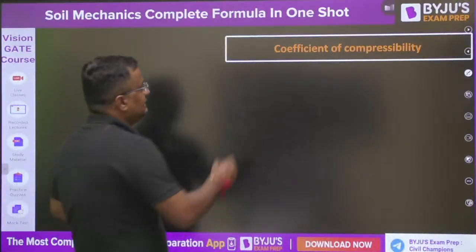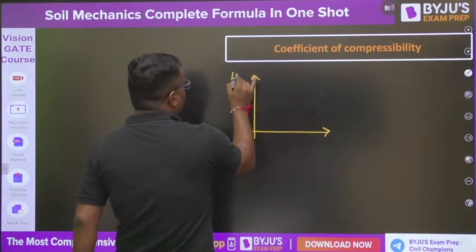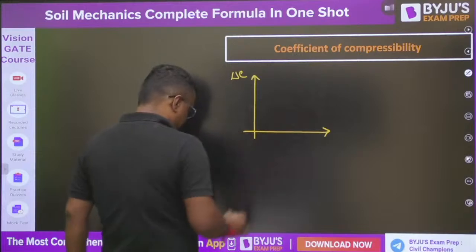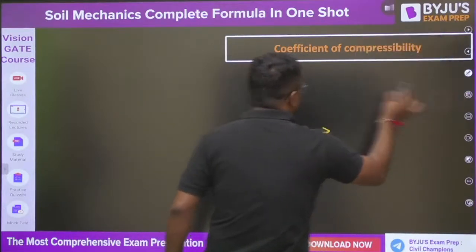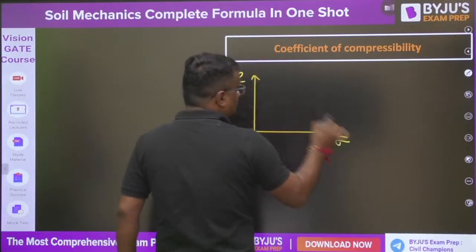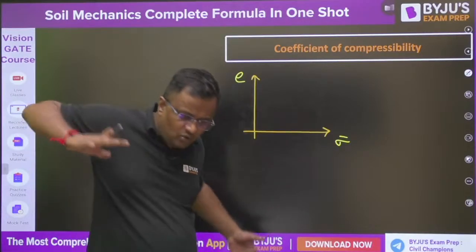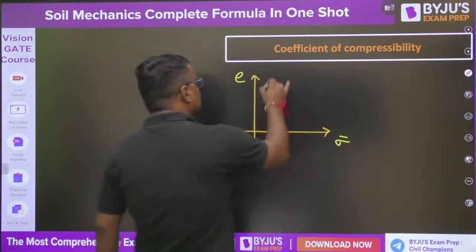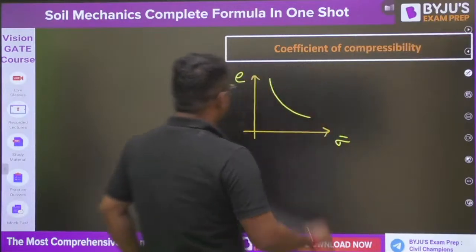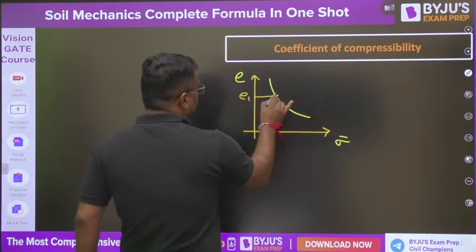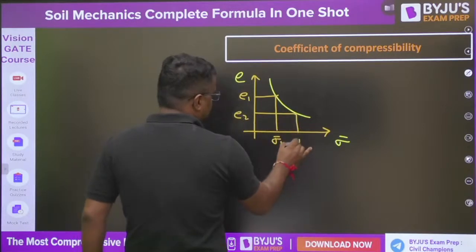What is the coefficient of compressibility? That if we make a graph of E and sigma bar, then the more the stress, the lesser the void ratio. If you apply more stress, the void ratio will be lesser. So this curve will be like this. Now for E1 void ratio, stress is suppose sigma bar 1, and for E2, stress is sigma 2 bar.